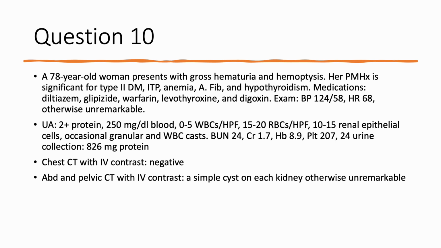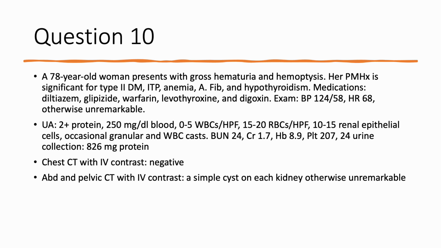On exam, blood pressure 124/58, heart rate 68, but otherwise it was unremarkable. Urinalysis showed 2+ protein, 250 mg per deciliter of blood, 0 to 5 WBCs per high power field, 15 to 20 RBCs per high power field, 10 to 15 renal epithelial cells, occasional granular and white blood cell casts. Blood tests show BUN 24, creatinine elevated at 1.7 milligram per deciliter, hemoglobin 8.9 gram per deciliter, platelets 207,000.